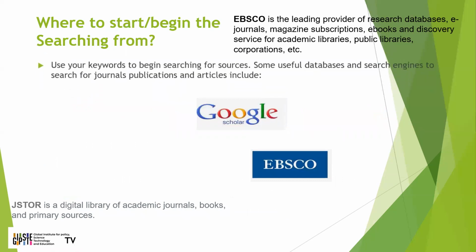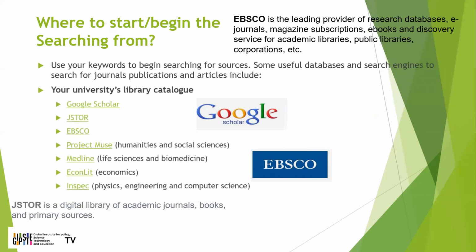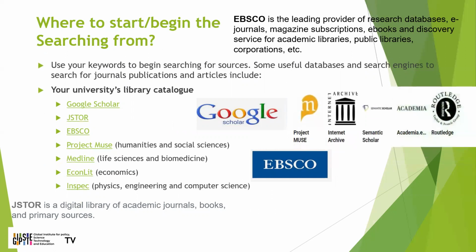Where to start the searching from? You search these keywords in various scholarly sources. So use your keywords to begin searching for sources. Some useful databases and search engines to search for journal articles include Google Scholar and JSTOR. You should even start from your university library catalog to look for some of the information. Then you can also search from EBSCO.